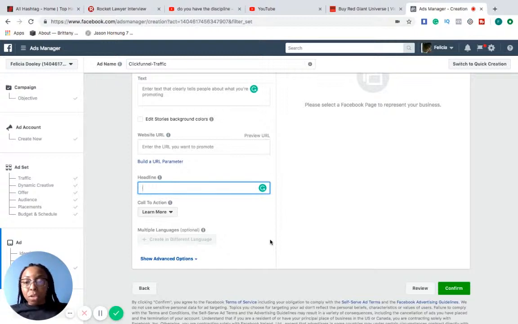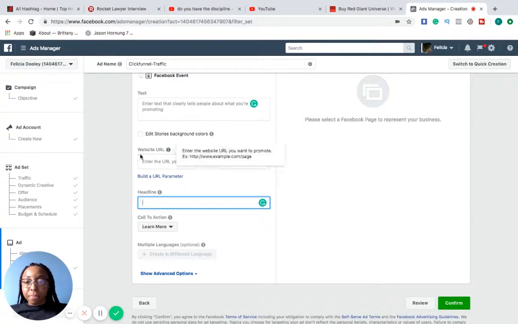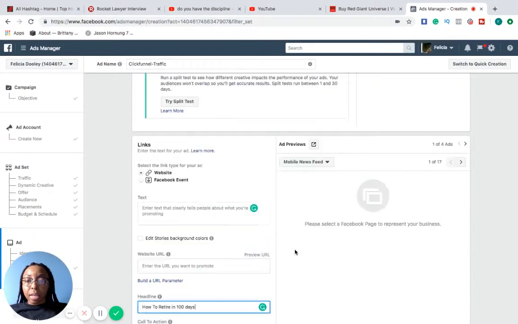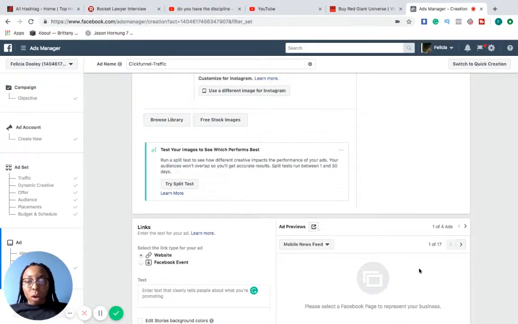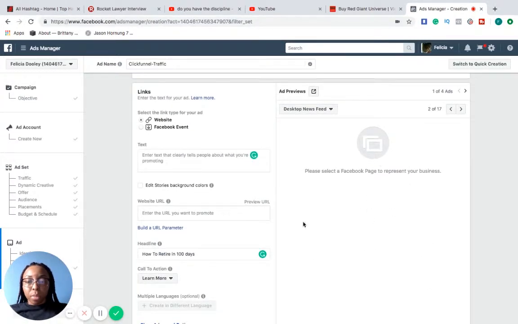I mean, your story is going to be in your text. This is where you put your URL. Your headline is something that's going to catch somebody. So let's say Russell has a thing called How to Retire in 100 Days. It sounds great, doesn't it? And I really don't know why the pictures are not showing up here.